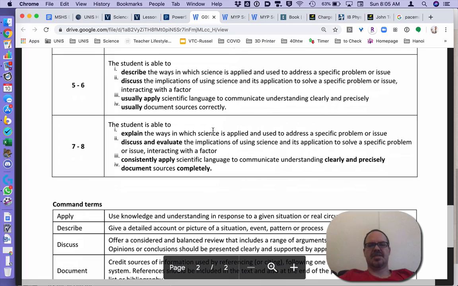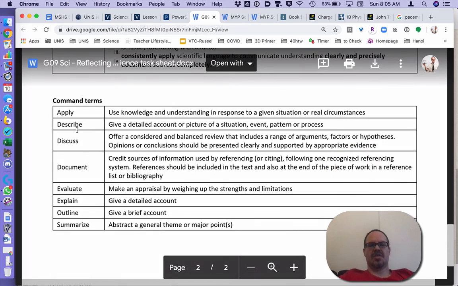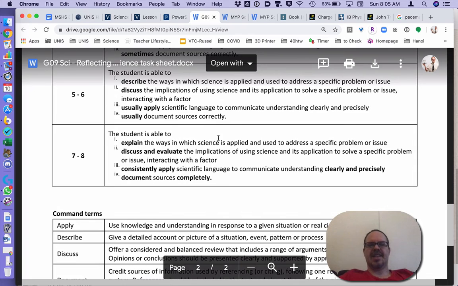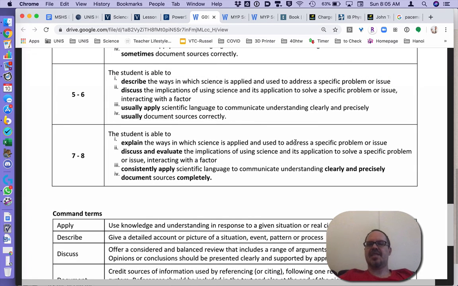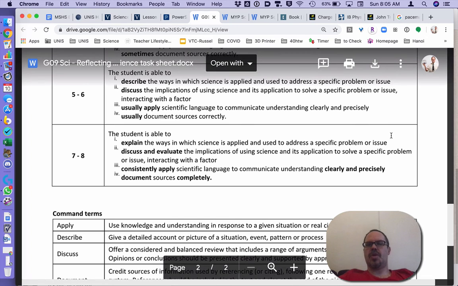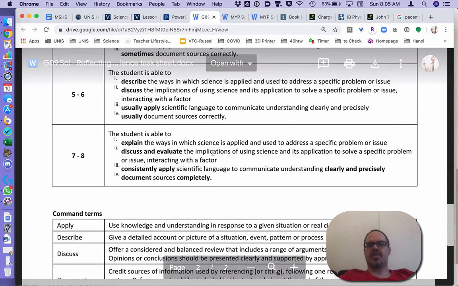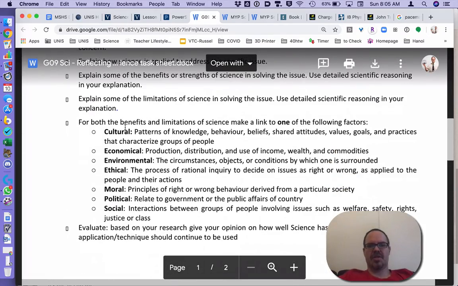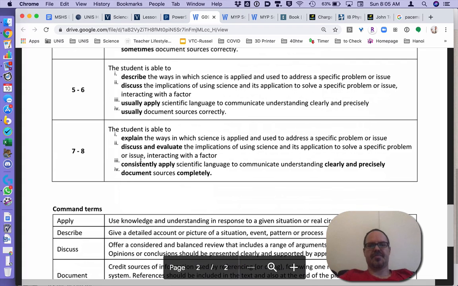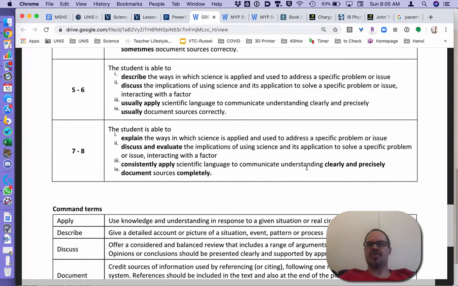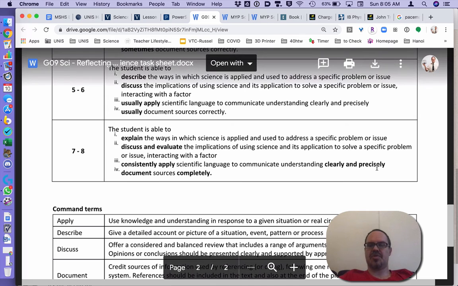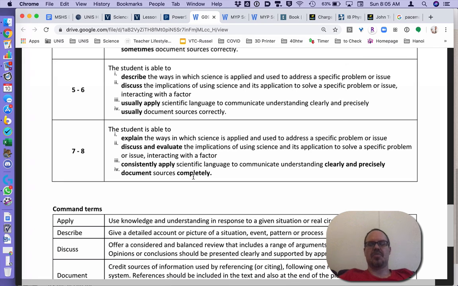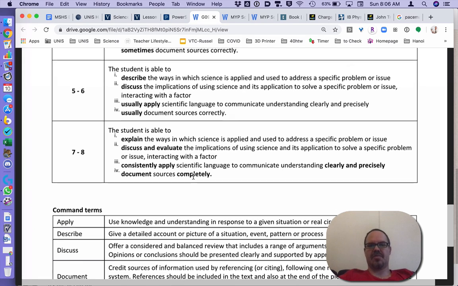And here is the criteria and the definitions of these words. So there's the highlight here. Explain the ways in which science is applied and addressed to solve a problem or issue. Discuss and evaluate implications of using science and its application to solve a specific problem or issue interacting with a factor. And these again are the factors. Consistently apply scientific language to communicate clearly and precisely. And then you're going to document sources completely. So that's your works cited list with properly formatted in-text references.